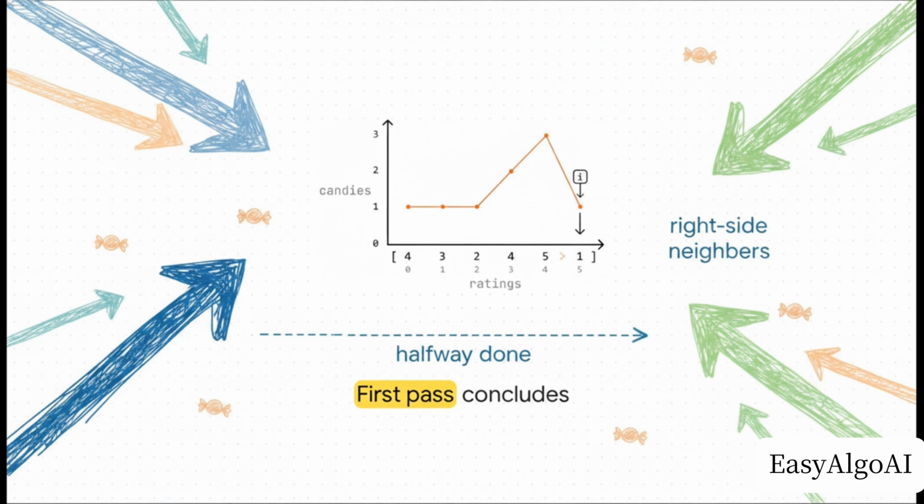Finally, we reach the very last index, which has a rating of 1. 1 is definitely not greater than 5, so no change is made there. And with that, reaching the very end of the array, our left-to-right sweep is completely finished. But hold on, we are only halfway done because we haven't checked any right-side neighbors yet.